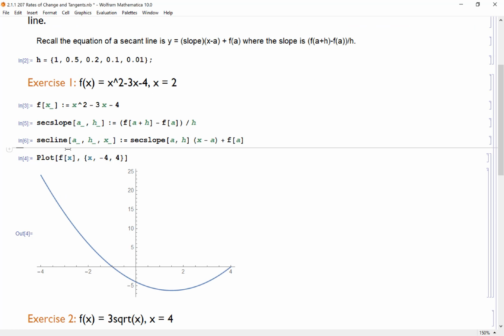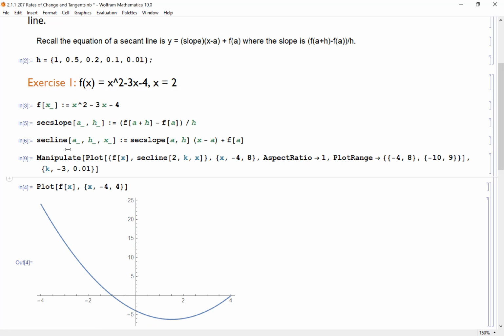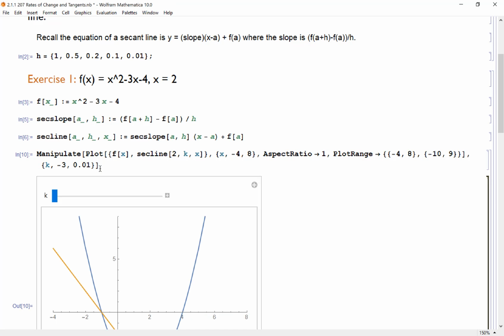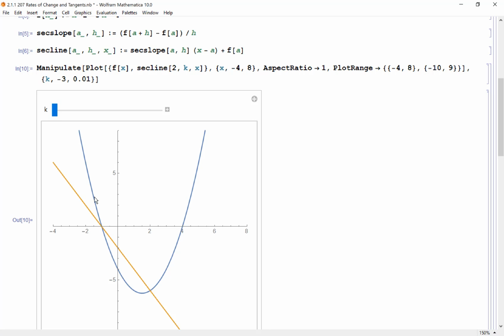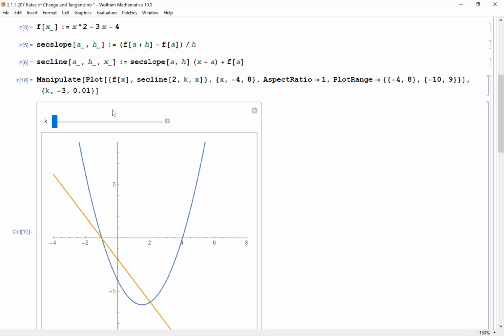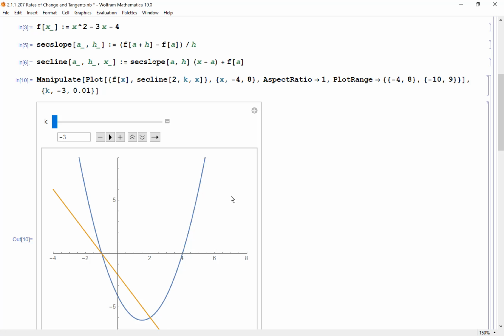Alright, now before we actually get into our exercise, let me show you a brief illustration of why the secant line is helpful, or why we're doing this, why change these values of h. So I'm going to put in this manipulate of a plot. Don't worry about all the details here, that's okay. This is what I want you to see is the graph. The blue is our function, it's our parabola. In the yellow, this is a secant line for a specific value of h. Now in my code I changed that to k, and in particular this is k equals -3.